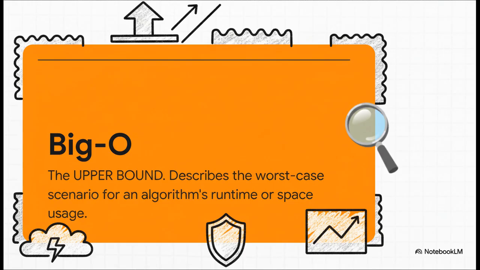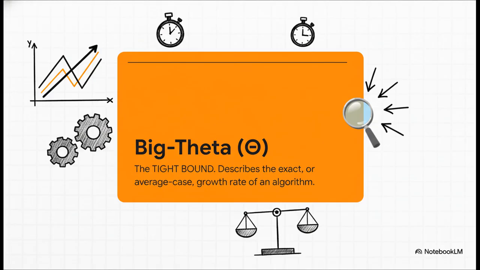It's the performance ceiling. Big theta, on the other hand, is a little more specific. It gives us what's called a tight bound. If something is theta n, it doesn't just grow no worse than linear, it grows exactly linear on average. So real simple. Big O is the ceiling. It won't get worse than this. Big theta is the whole hallway. It's stuck between a floor and a ceiling.